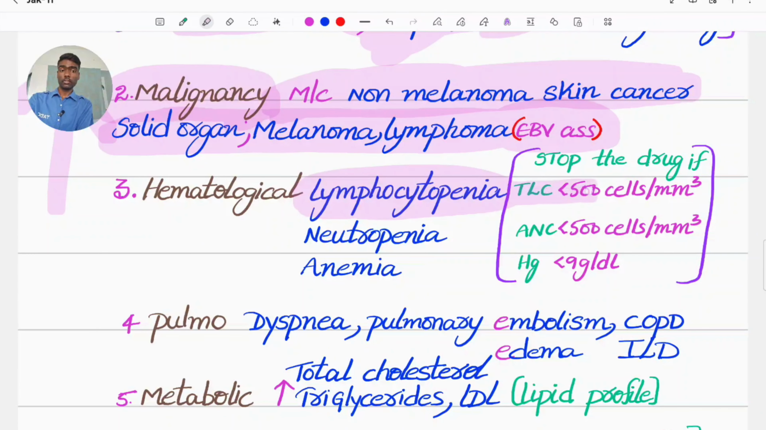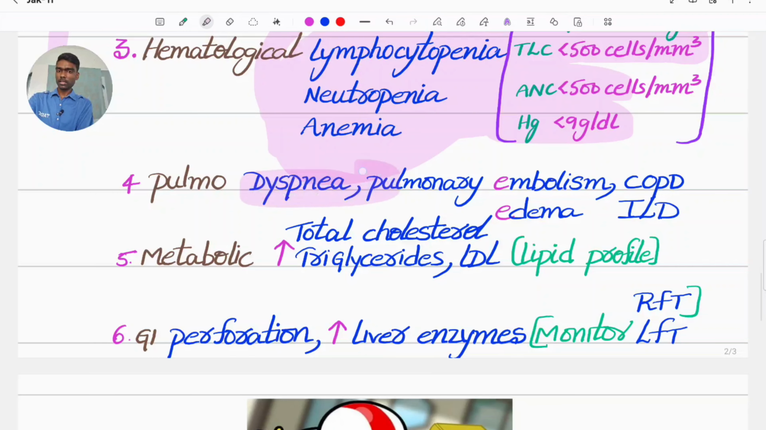If total lymphocyte count is less than 500 cells per mm cube, stop the drug. Neutropenia, same: absolute neutrophil count less than 500, stop the drug. Anemia, hemoglobin of less than 9, stop the drug. If these derangements are there before starting the drug itself, don't start the drug. It will further derange.